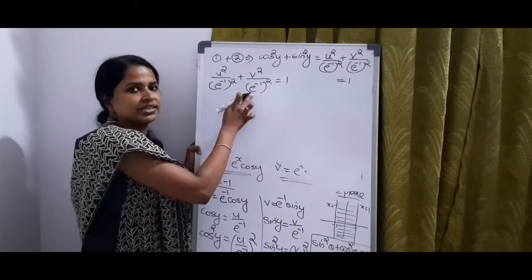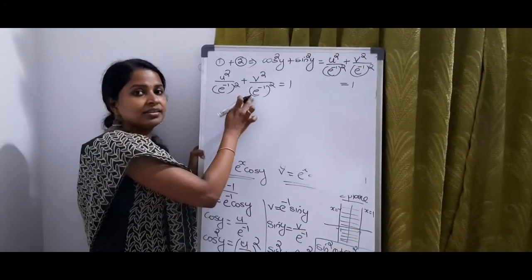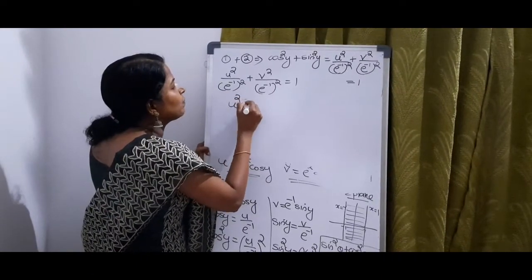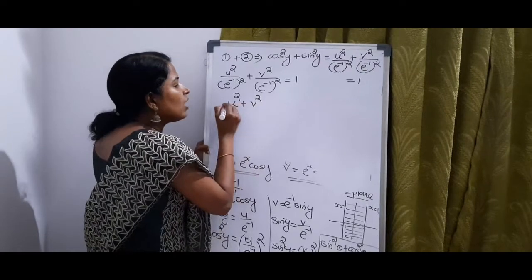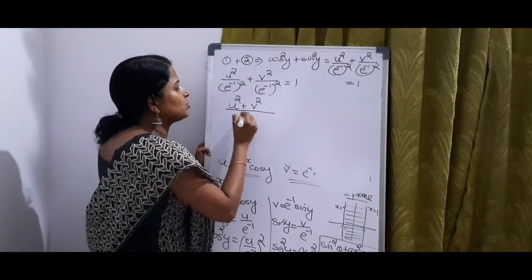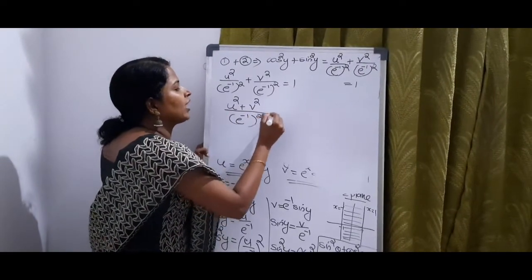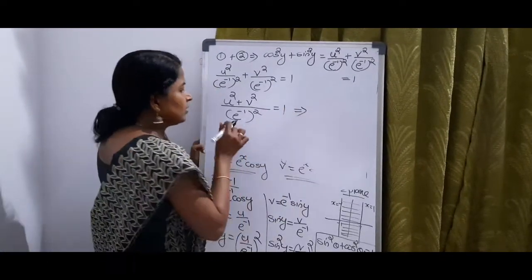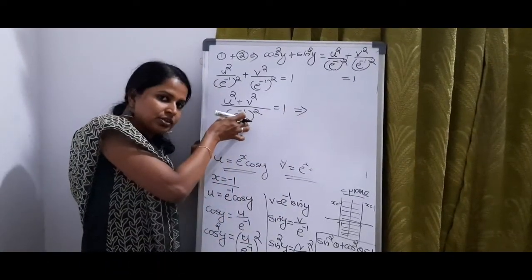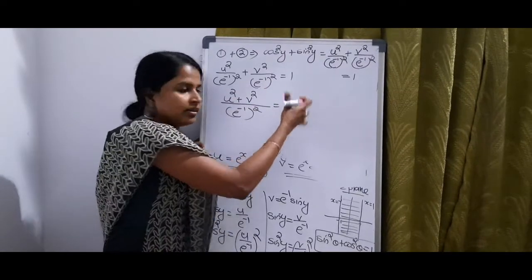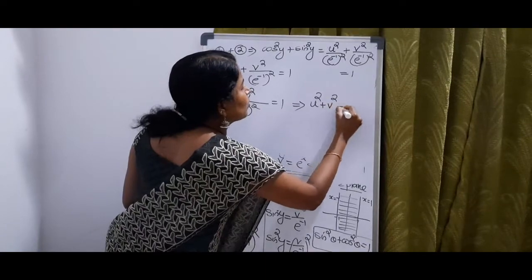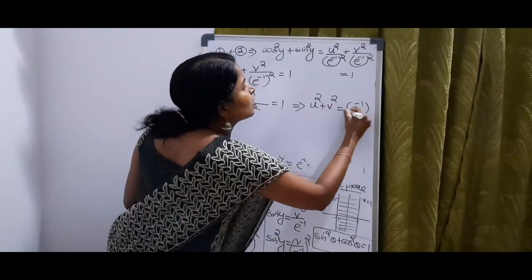Listen. Adding these two fractions, the denominator is the same. So (u² + v²) / (e^(-1))² = 1. Which implies, taking (e^(-1))² to the right side, we get u² + v² = (e^(-1))².